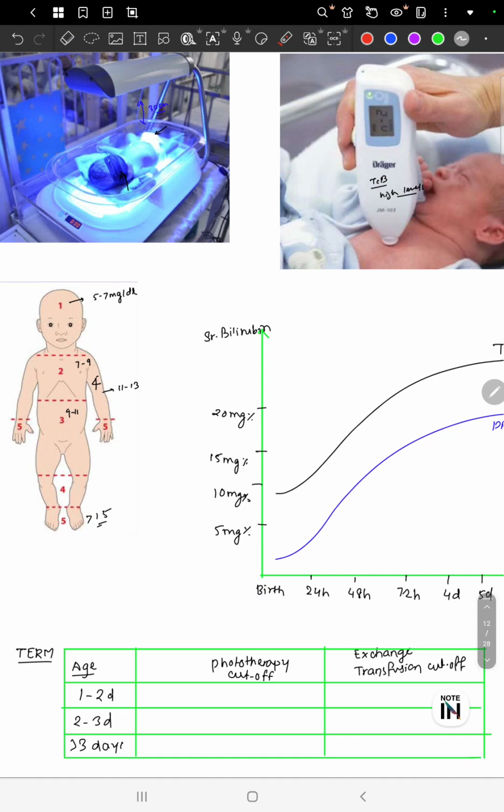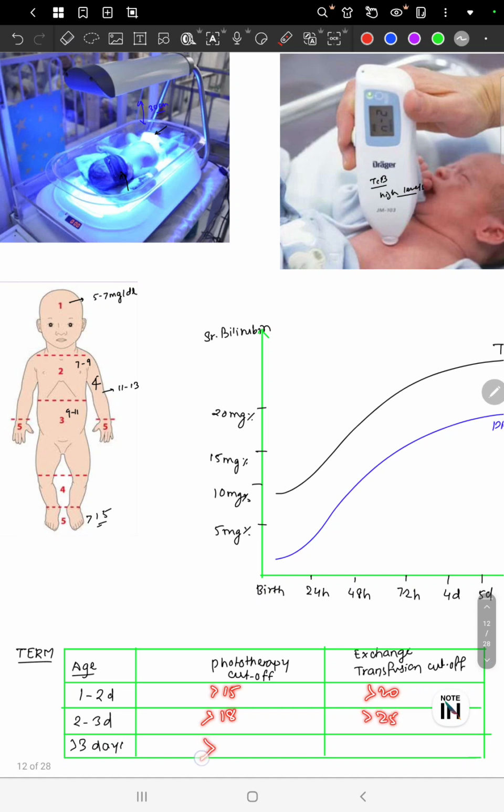We can also directly know the phototherapy cutoffs, that is, we can learn those phototherapy cutoffs and exchange transfusion cutoffs by heart in term neonates. If it's a term neonate of 1 to 2 days, then the phototherapy cutoff will be more than 15 milligram percent, and the exchange transfusion cutoff will be more than 20 milligram percent. If it's between 2 to 3 days, then it is more than 18 milligram percent. Here it's more than 25.